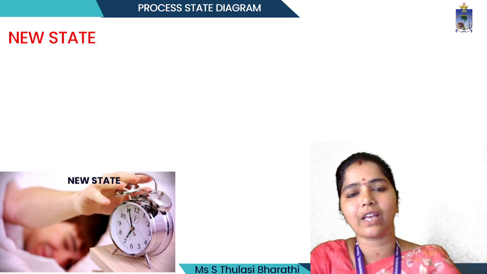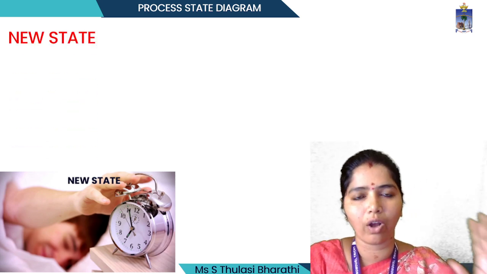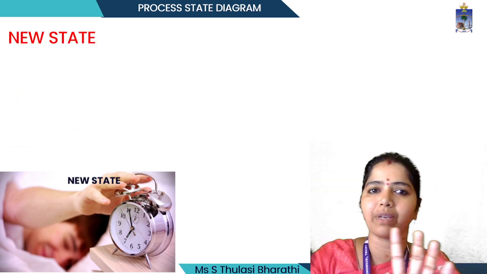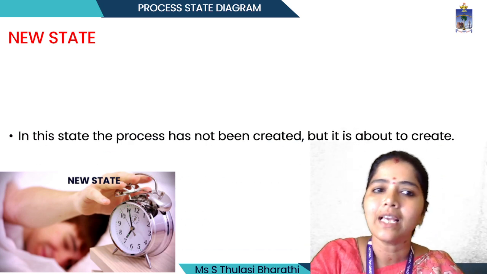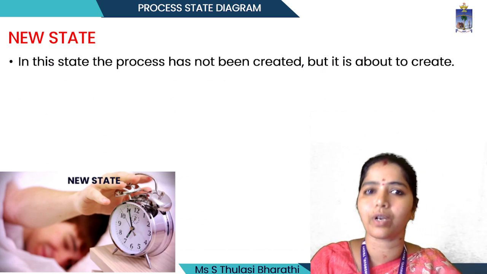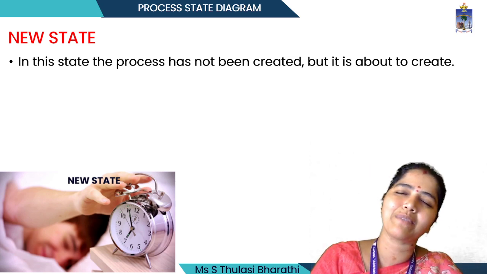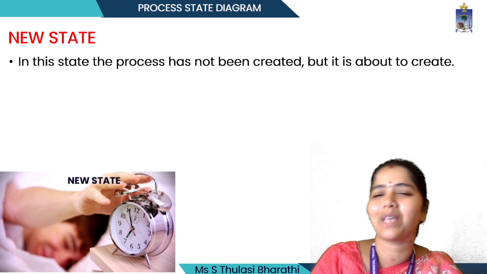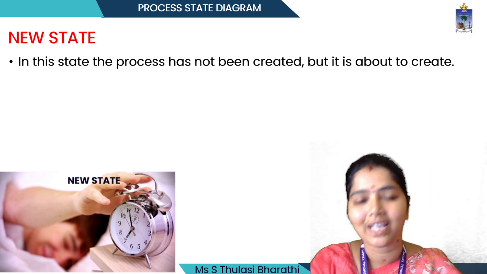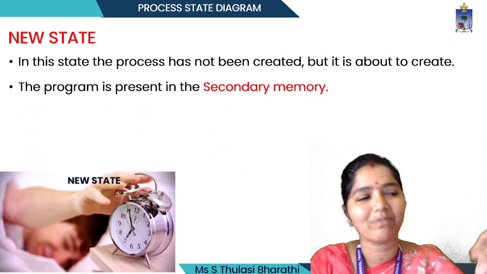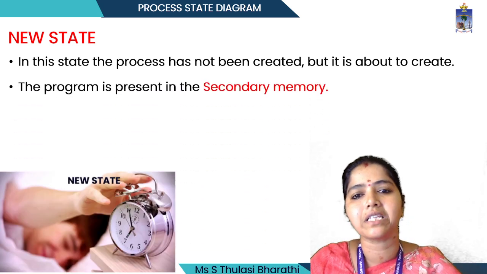Next, I will explain the 5 states along with the example connection with the memory so that we can have a better understanding. So in the new state, what happened? The process has not yet been created, but it is about to be created. I am sleeping in the bed, and I am saying I want to get up, I want to get up. Yes, it is about to be created. Then where does it reside now? It resides in the secondary memory.